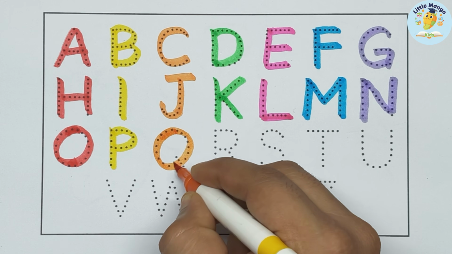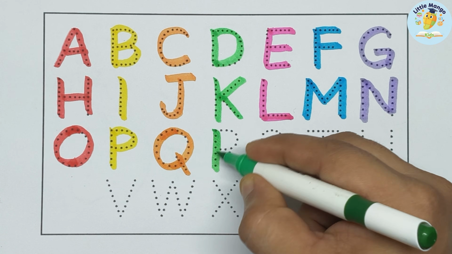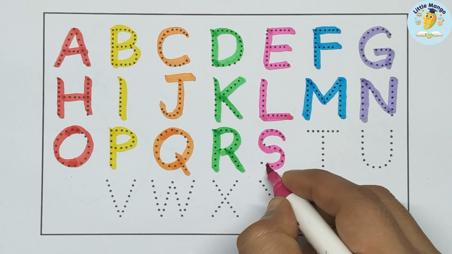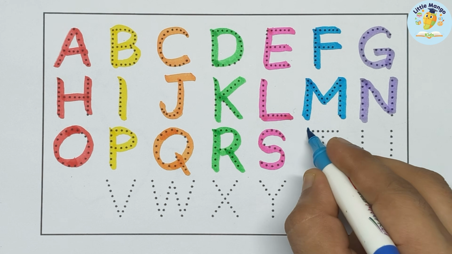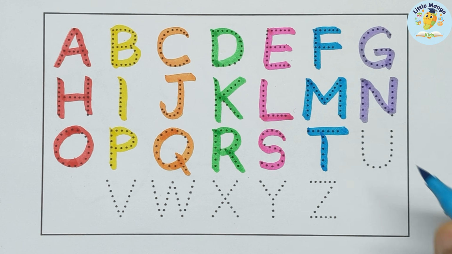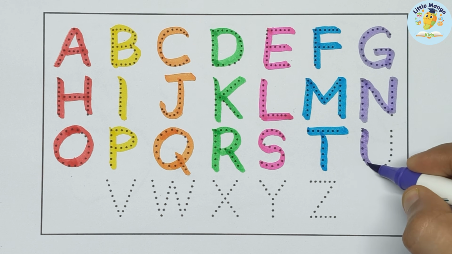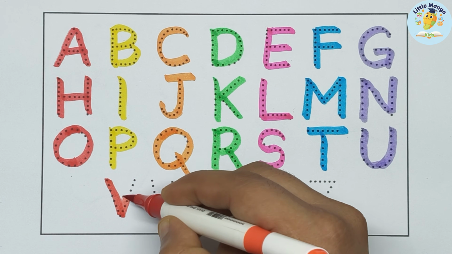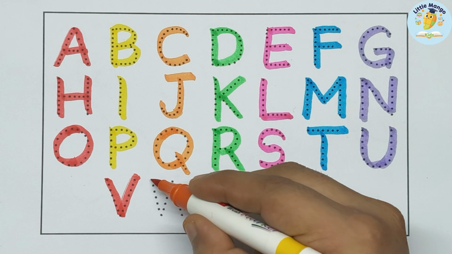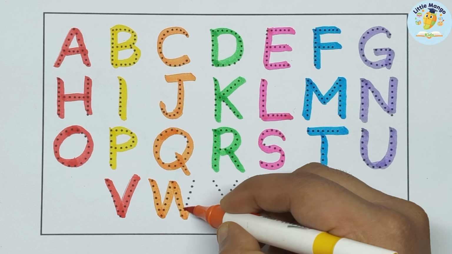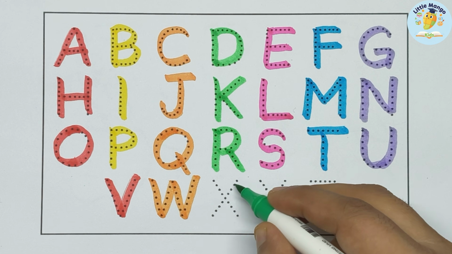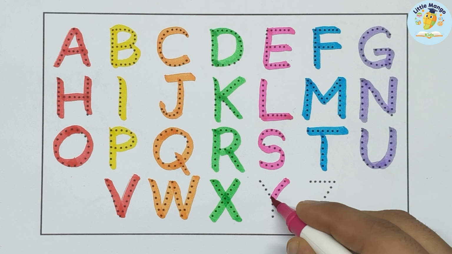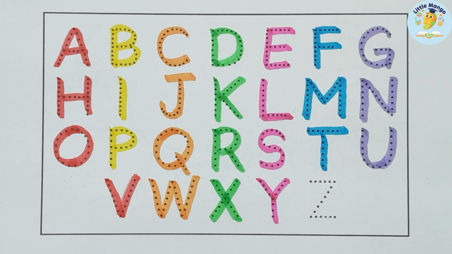Q is for queen. R is for rabbit. S is for sun. T is for tiger. U is for umbrella. V is for van. W is for watermelon. X is for xylophone. Y is for yo-yo.